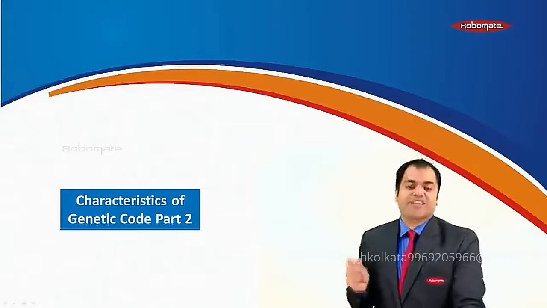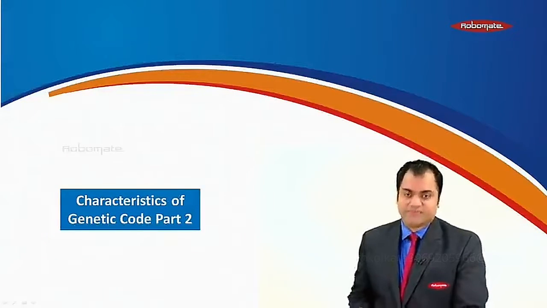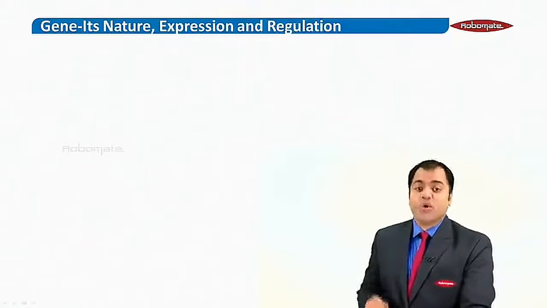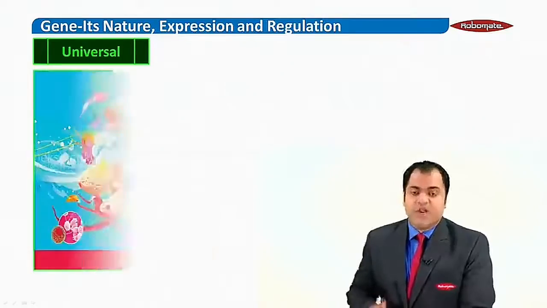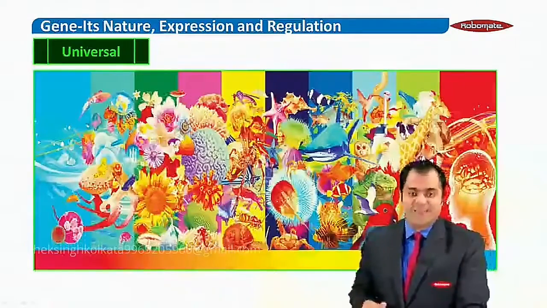The second part of the characteristics of the genetic code. Now, they say that the genetic code is universal. What do you mean by the word universal? Look at this beautiful picture right behind me.